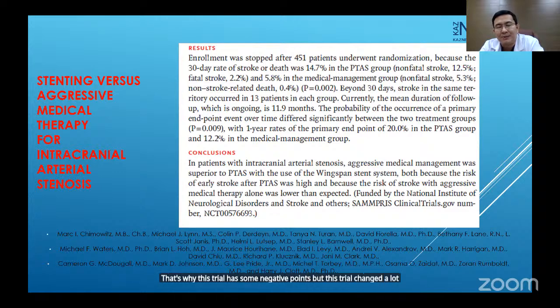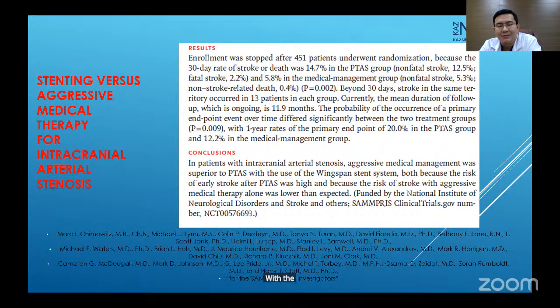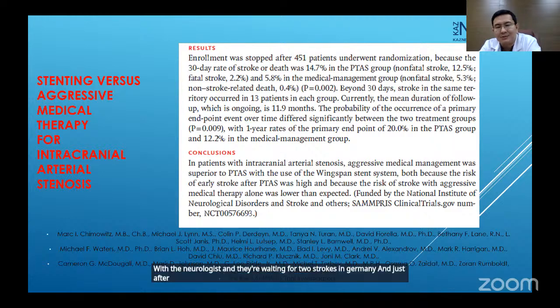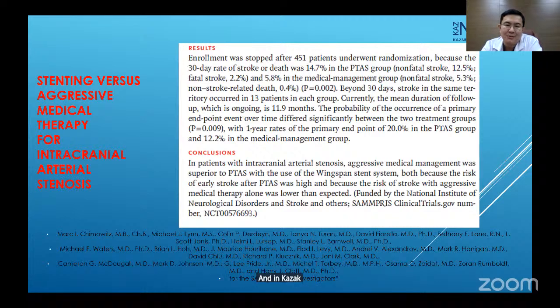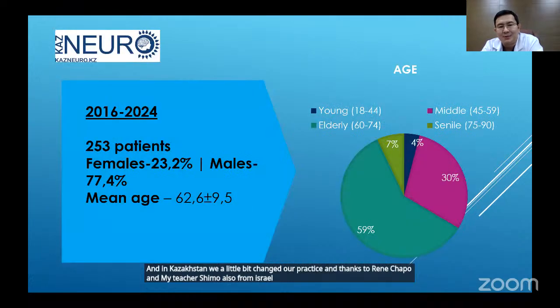And in Europe, if a patient has no strokes, then interventional neuroradiologists, and I think in the United States neurosurgeons, cannot receive these patients, because all these patients are treated with best medical treatment by the neurologist, and they wait for 2 strokes in Germany. Just after 2 strokes, interventional neuroradiologists can treat these patients. And in Kazakhstan, we changed our practice a little bit, and thanks to René Chapot and my teacher Shimon Maimon, also from Israel, we started to treat these patients.